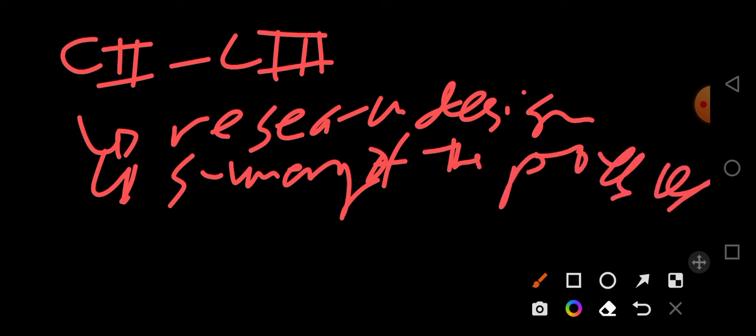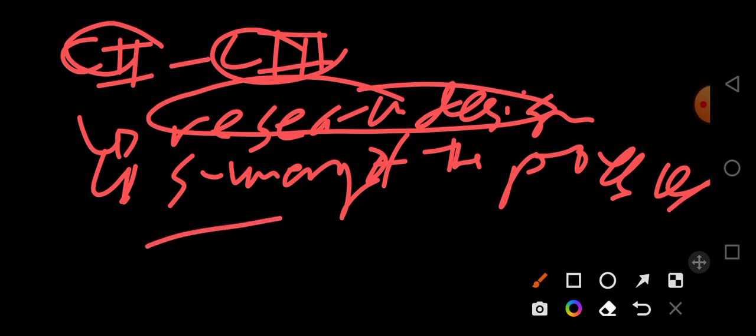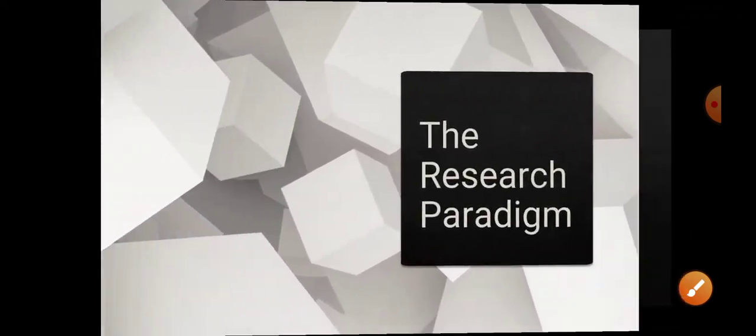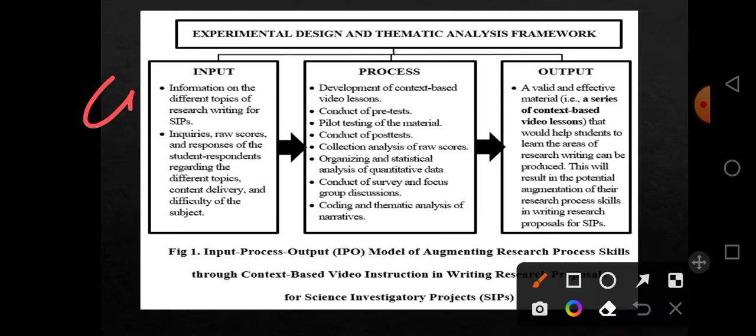Again, the transition between chapter 2 and chapter 3 will start with the revelation of the research design, as well as the illumination of the summary of the processes involved in the conduct of your study. And it will look like this. This part of your paper is known as the conceptual framework.